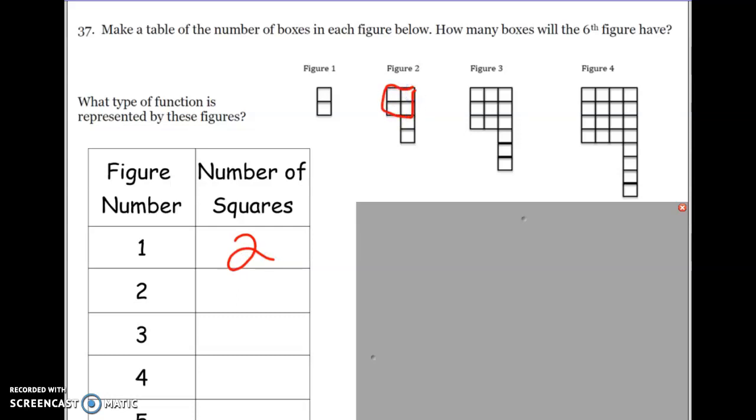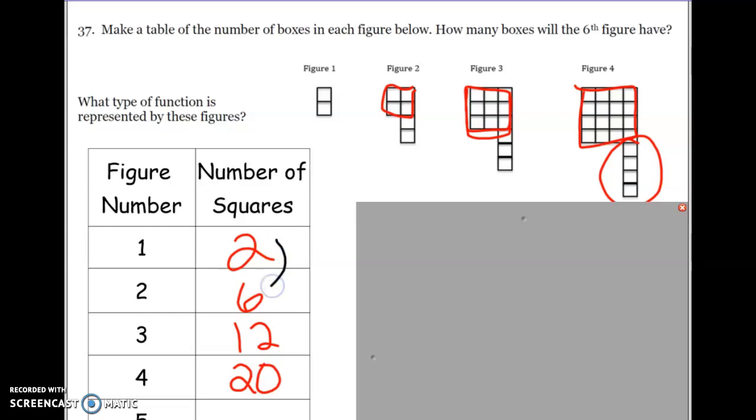I notice that it's a box of 4 and then 2 extra added on, so that's 6. This one I've noticed is actually a box of 9 with 3 extra added on, so 9, 10, 11, 12. Okay, and then this one is a 4 by 4 box, which is kind of cool, with 4 more added on. So 16 plus 4 more would be 20, and we can look for a pattern.